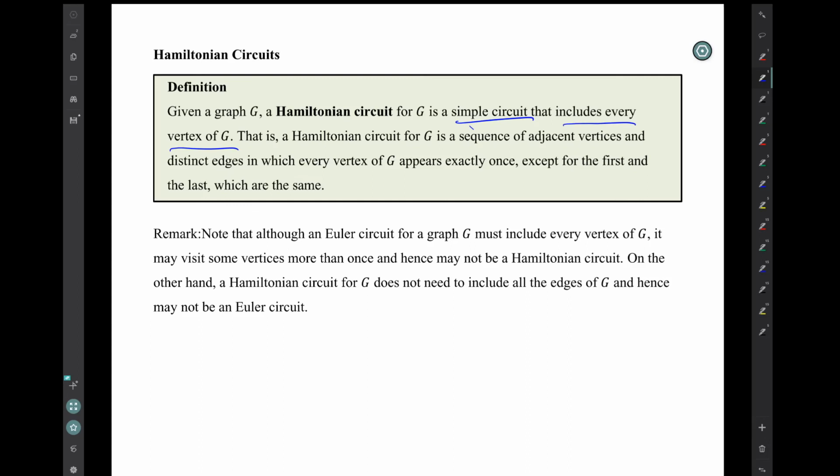A remark is in order. Note that although an Euler circuit for a graph must include every vertex of G, it may visit some vertices more than once, and hence it might not be a Hamiltonian circuit. On the other hand, a Hamiltonian circuit does not need to include all the edges of G, and so a Hamiltonian circuit might not be an Euler circuit.